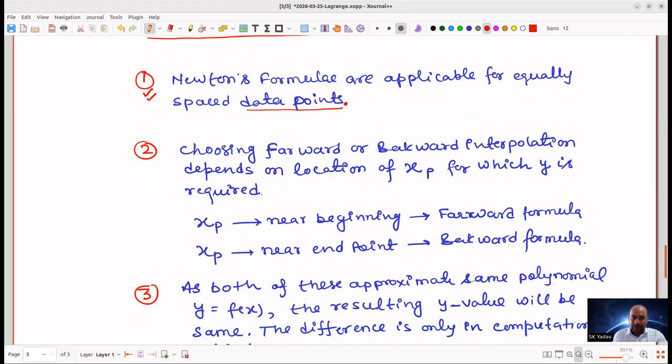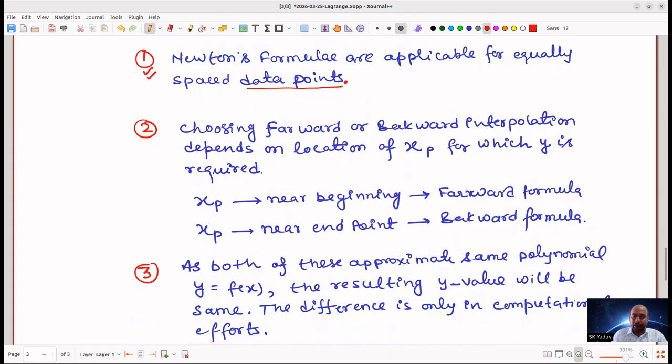Now, second point is while choosing, and it's very important actually. So we are choosing backward and forward interpolation depending on the location of the value of x for which I want to calculate functional value y. So if this xp is near the beginning of the data, we use generally forward formula. And if xp, means the value for which I want functional value, is near the end points, we use backward formula. Why we are choosing forward backward?